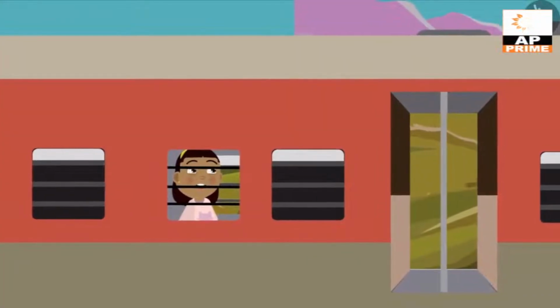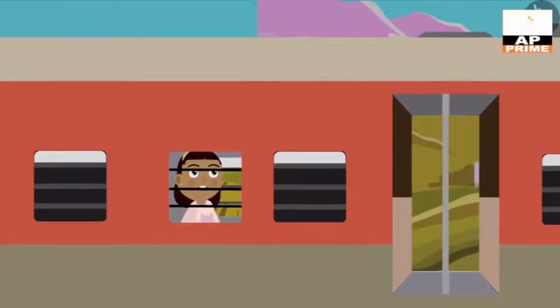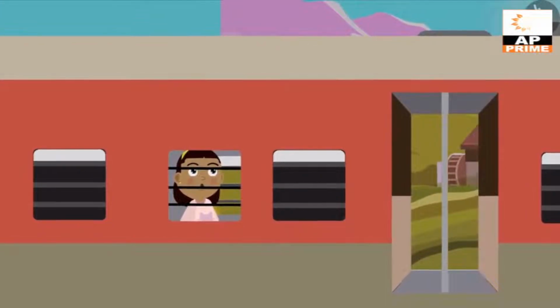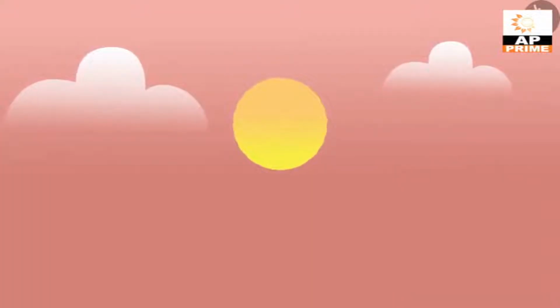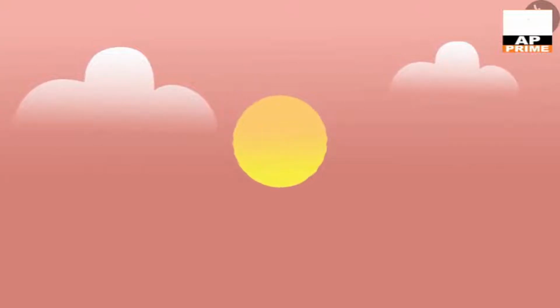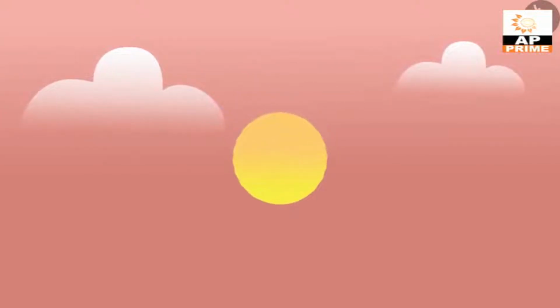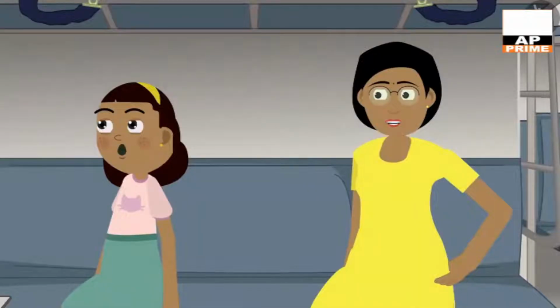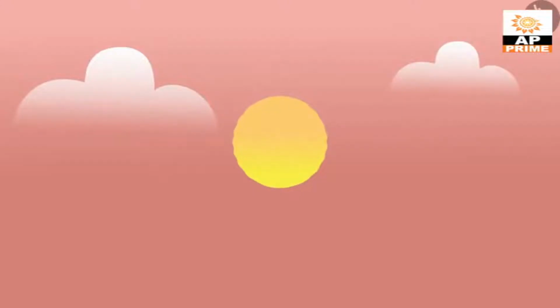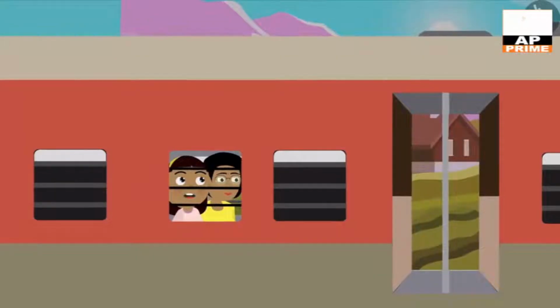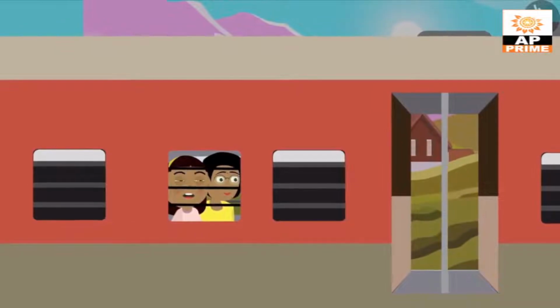Soon the clock struck 5 o'clock and Zia began to enjoy the sunset. Mummy, look, the sunset is so beautiful. Sun rays are making the whole sky orange. Yes, Zia. During the train journey, we can witness many such beautiful views of nature. Both Zia and her mother began enjoying the sunset together.